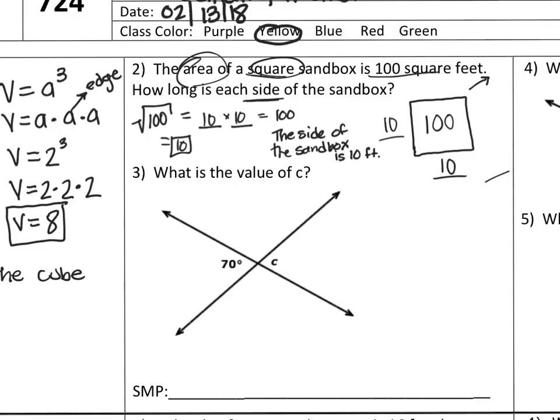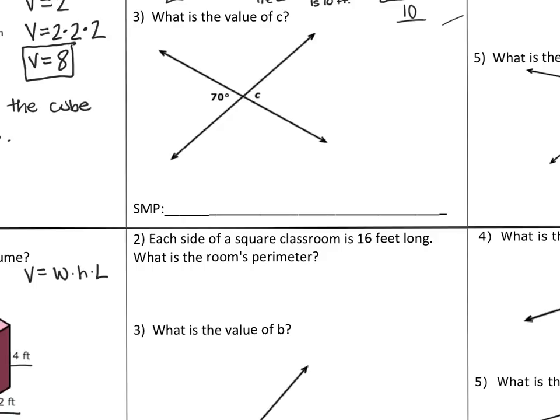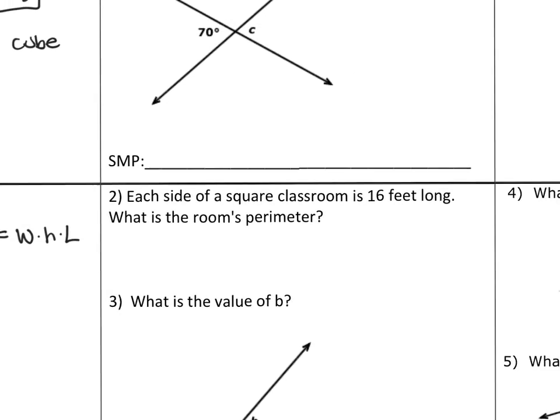Now let's look at number 2 for Wednesday, because that one's going to trick you as well. It totally tricked me until a student exposed my mistake. So let's see. It says each side of a square classroom is 16 feet long. So it's giving you the sides now. Each side of a square classroom is 16 feet long.